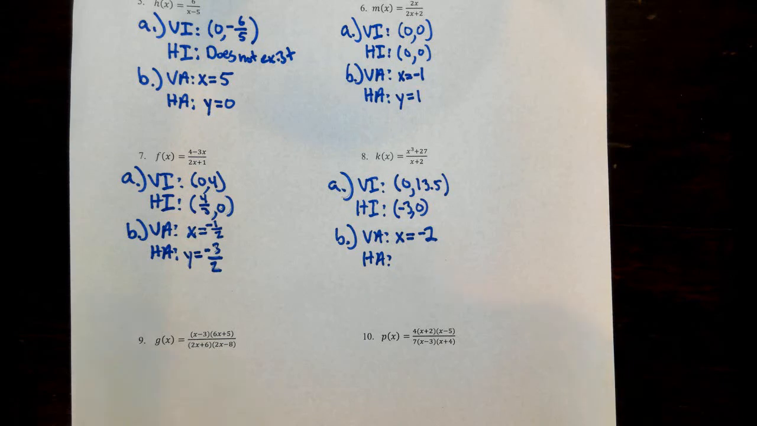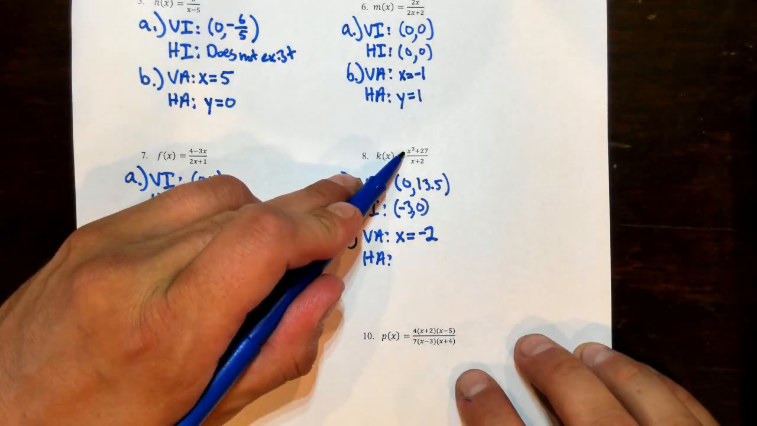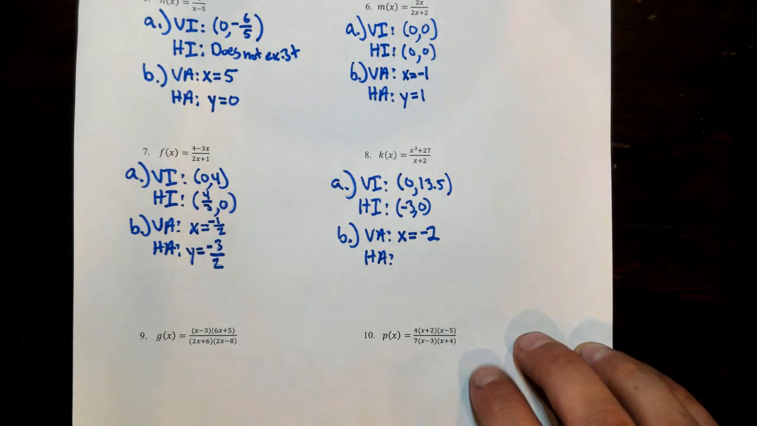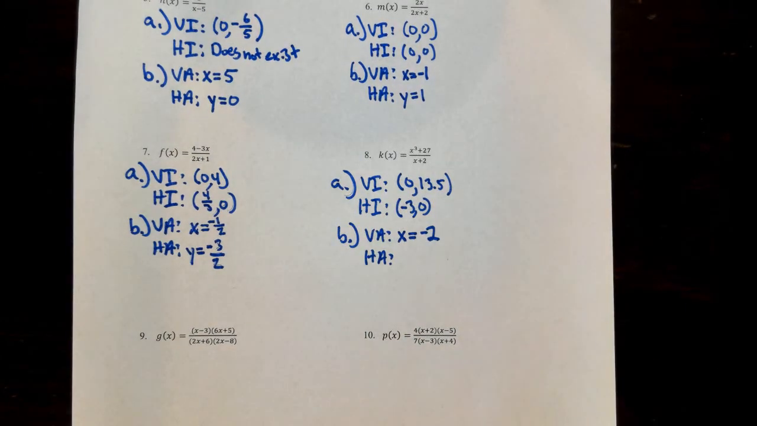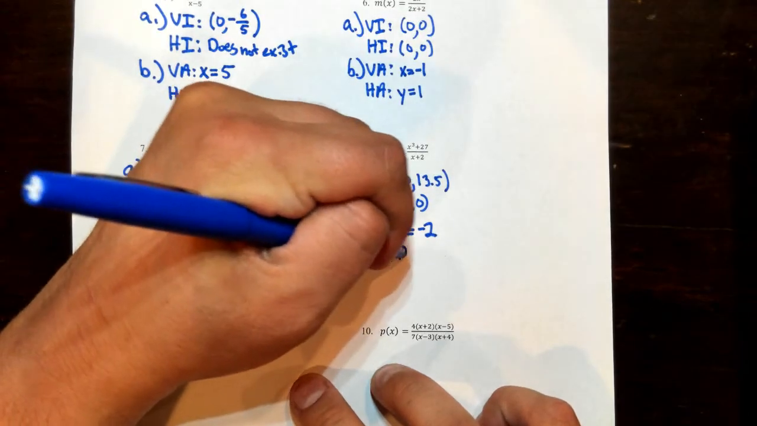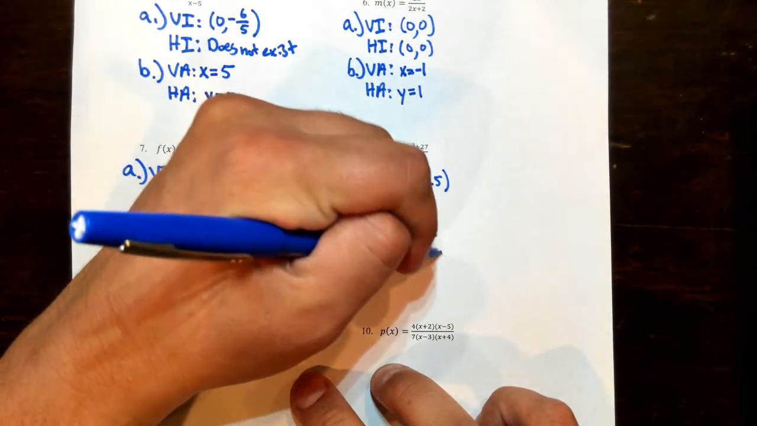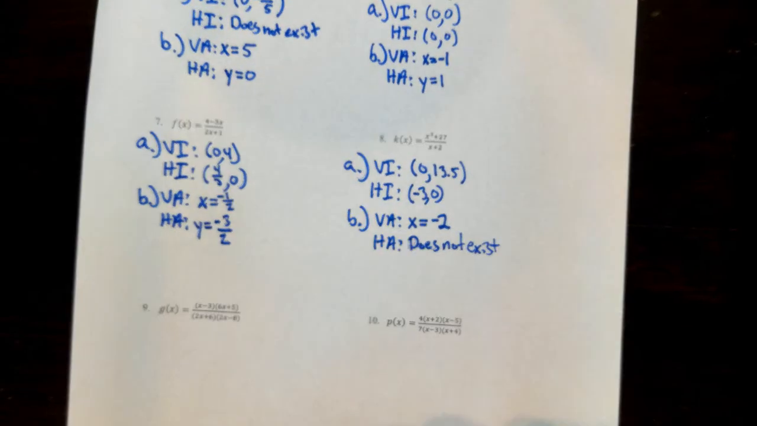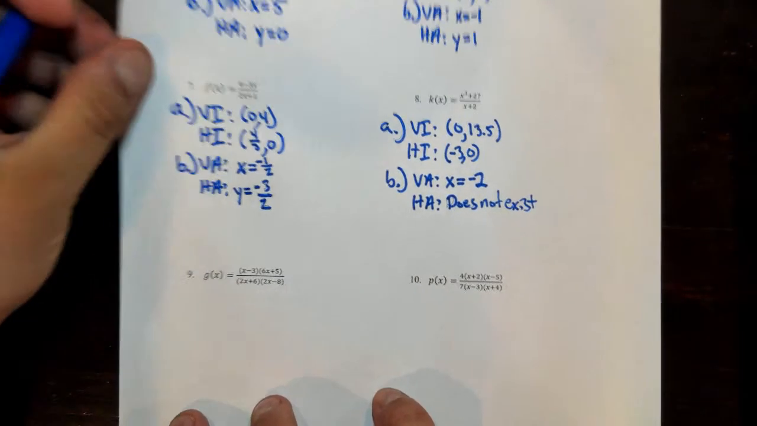This one doesn't exist. Whenever the degree of the upper polynomial is greater than the degree of the polynomial on the bottom, we won't have a horizontal asymptote. We'll have what we call an oblique, or sometimes you'll hear it called a slant, asymptote. But in the case of a horizontal asymptote, this does not exist. Okay. Number 9.